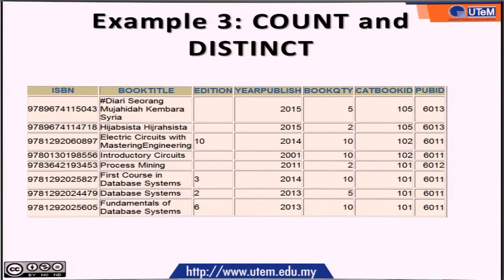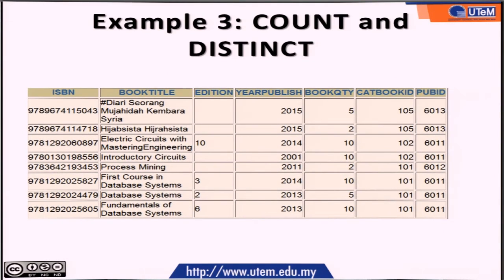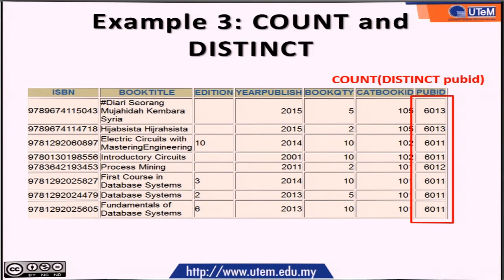ID column. The count operation counts all the rows of the publisher ID column and thus returns 8 as the result. But by using distinct before the column name, the count operation counts the number of unique publisher ID, which are 6013, 6011, and 6012, and thus returns 3 as the result.